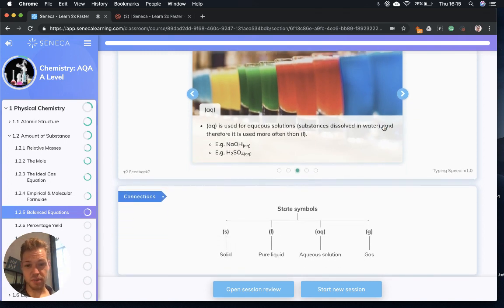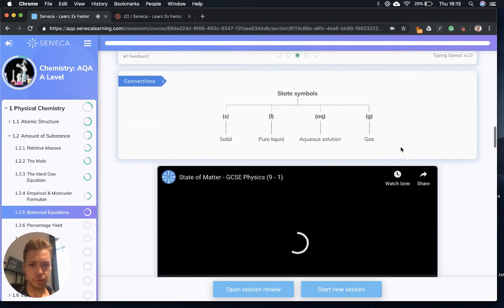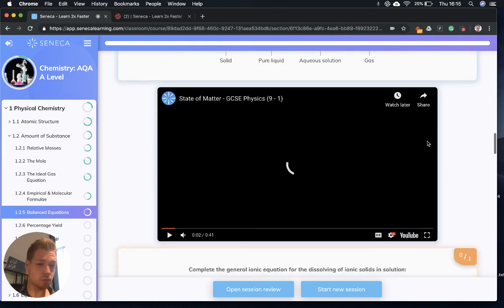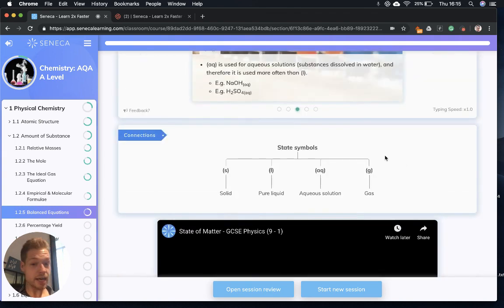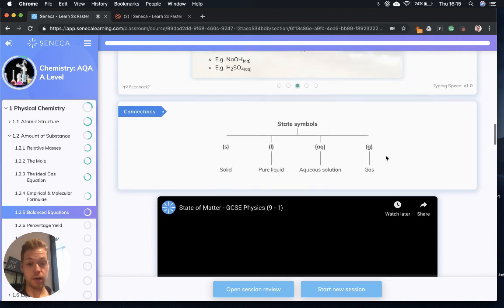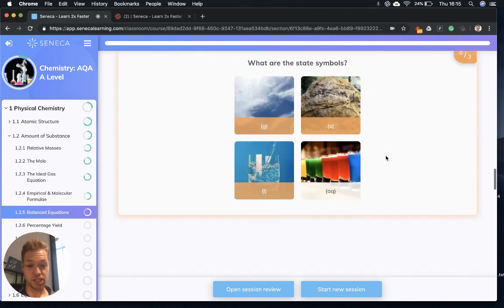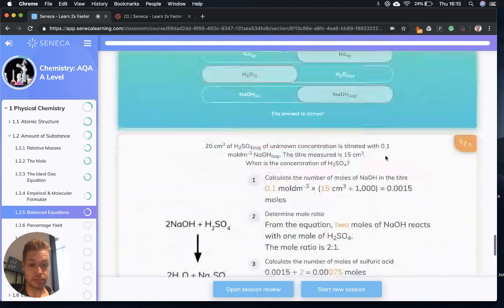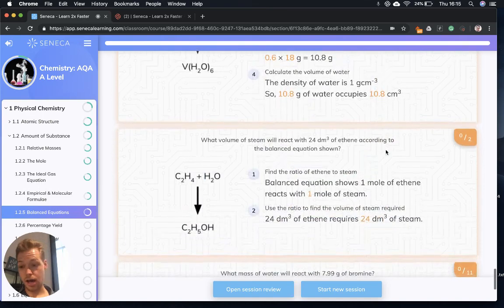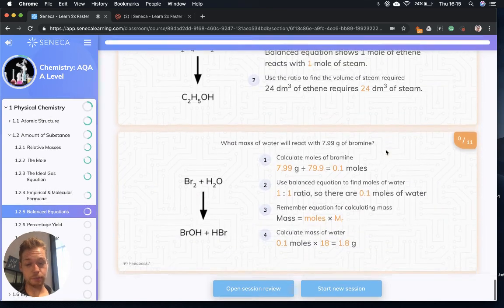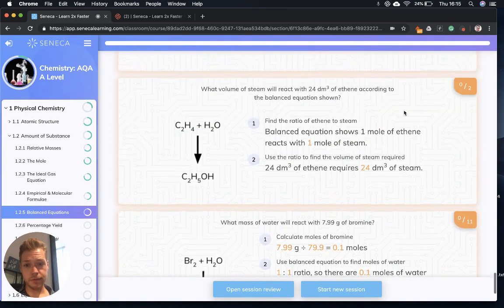So something like sodium hydroxide, NaOH, that's going to be aqueous. So we've got solid, liquid, aqueous. There's one more. Can you think what it is? It's gas. So solid (s), liquid (l), aqueous (aq), and gas (g). Those are the state symbols you need to know, and you need to be able to chuck them into your balanced equations too.